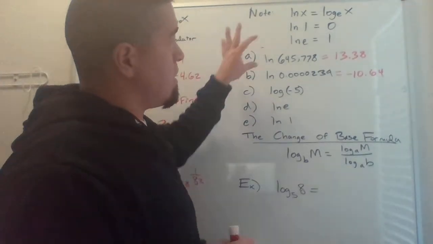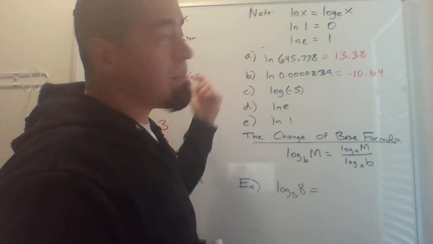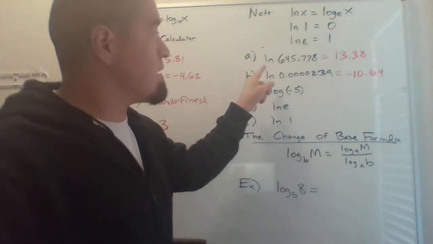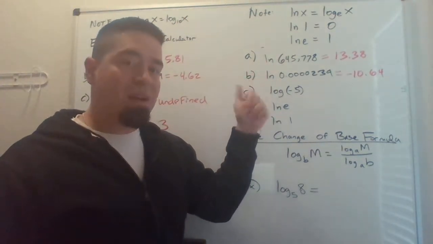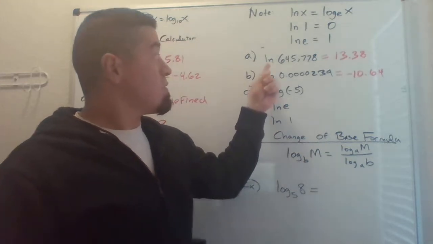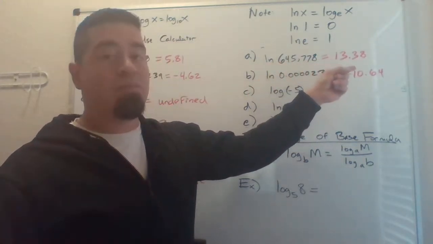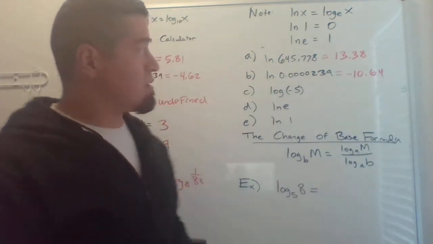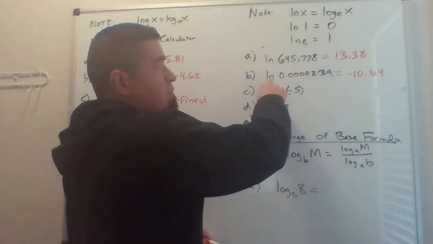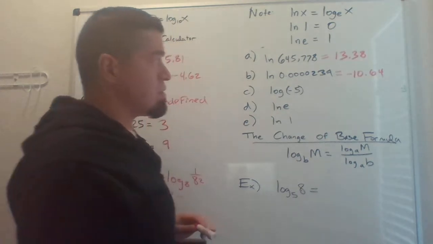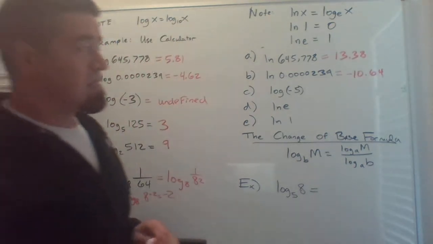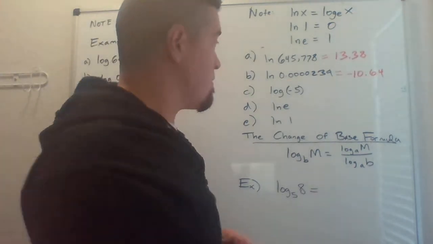Okay, so we're also going to type these into the calculator. If you notice, the natural log function is right underneath the log. So if you just type in ln 645,778, you should get 13.38. Just make sure you know how to do that. And then for b, natural log of 0.000239, that should get you negative 10.64.